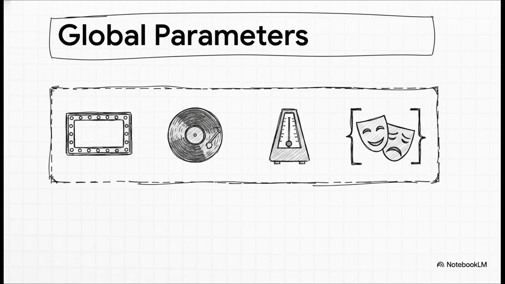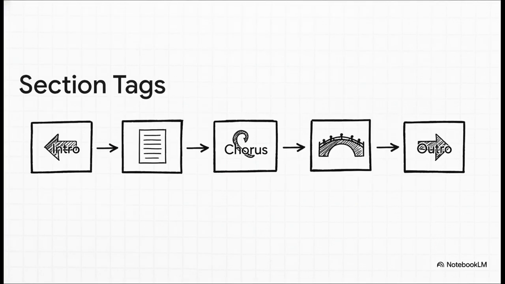Okay, first up, global parameters. These are your big picture commands. You just pop them in square brackets right at the top of your prompt. Here, you're telling Suno the song's title, the genre, the tempo, the mood, everything. And this is so crucial because it lays the entire foundation for the song before the AI even thinks about generating a single note.